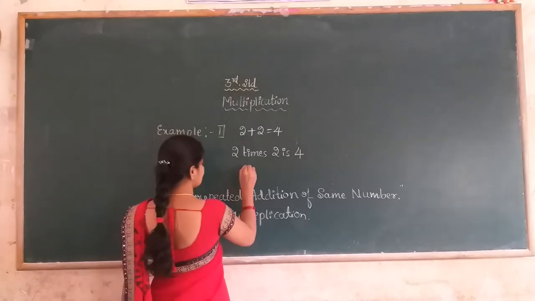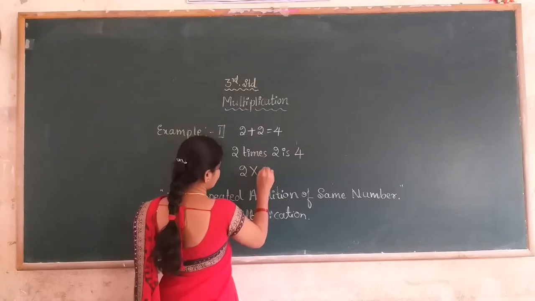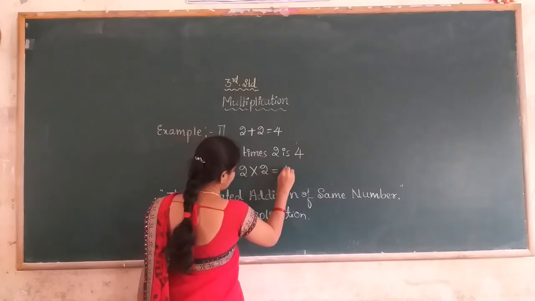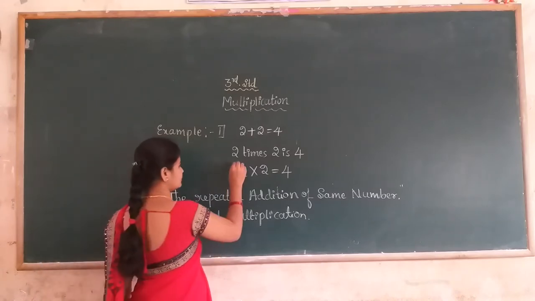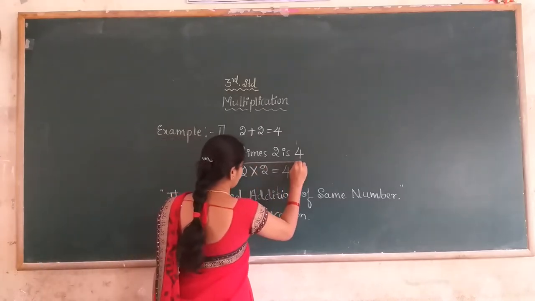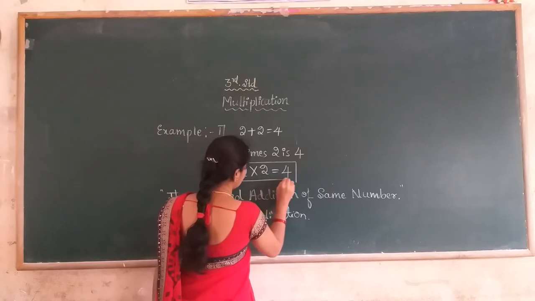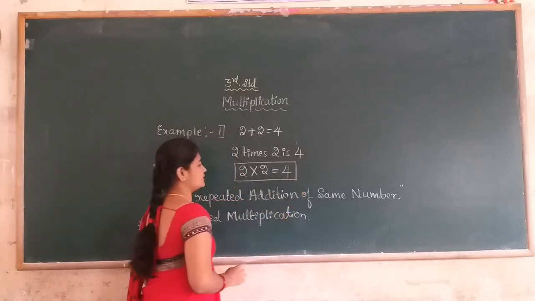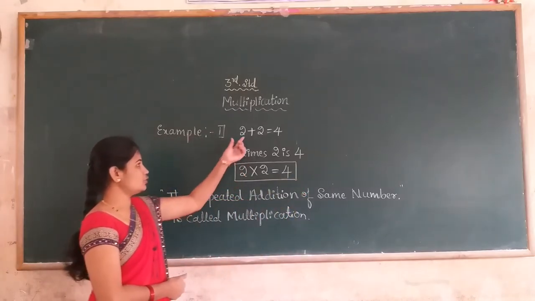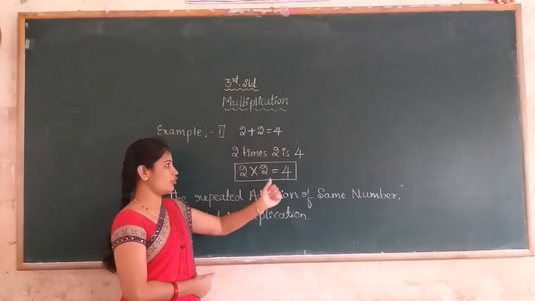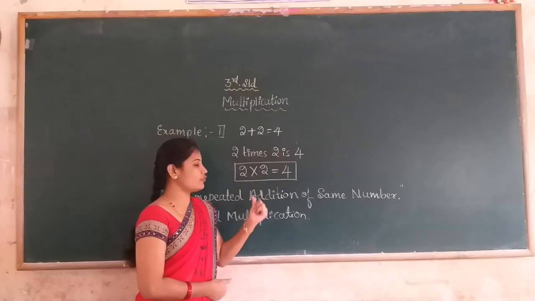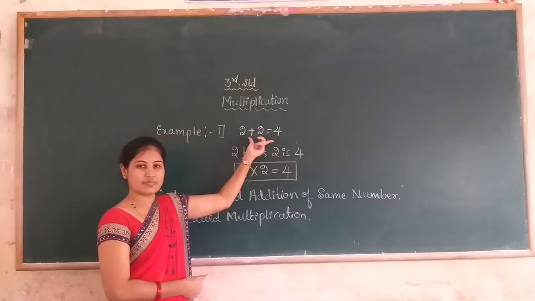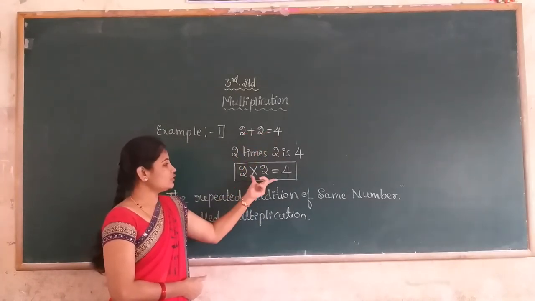Dear students, 2 times 2 is 4. This is the multiplication form of the repeated addition of the same number 2. Dear students, 2 plus 2 we get 4. It is called 2 times 2 is 4. This is the addition form. We turn it into multiplication.